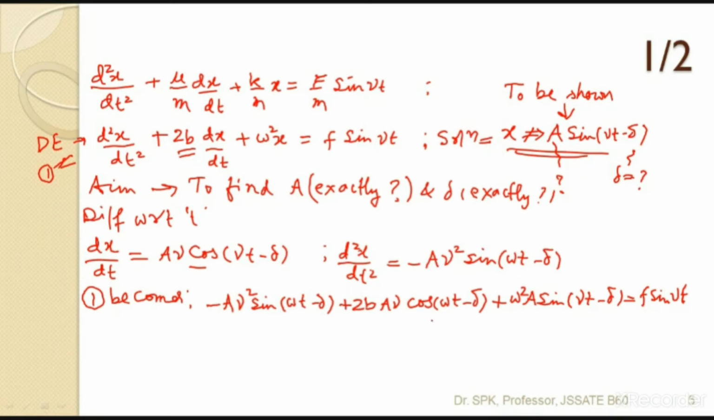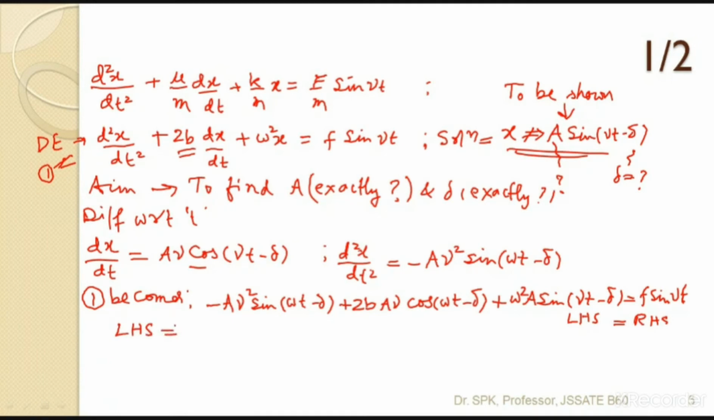I call this LHS, and this is RHS. I substitute the differentiated expressions in the left hand side: minus a mu square sine of omega t minus delta plus 2b a mu cos of omega t minus delta plus omega square a sine of mu t minus delta, that is equal to f sine of mu t. That's RHS. So for me now this is LHS.